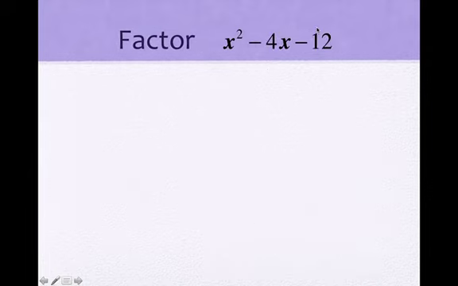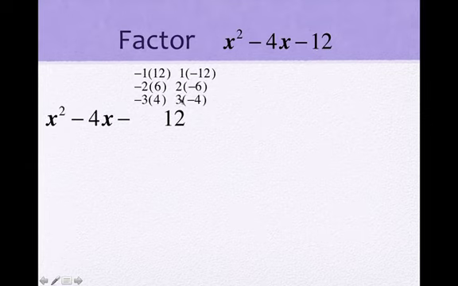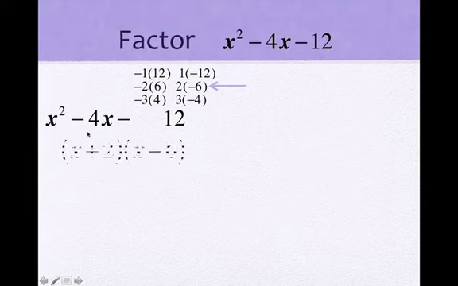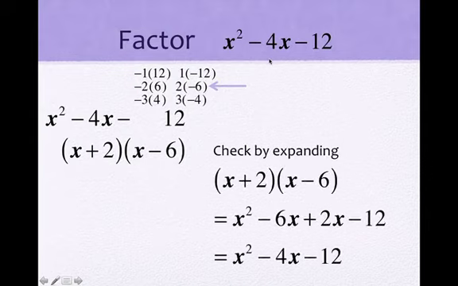One more example. This one's a little bit more complicated because this last number, negative 12, has a ton of factors. So after you've listed them all, you should see that this is the factor that adds to make negative 4 here. So x plus 2, x minus 6, this is the factorized form of our quadratic. We will go ahead and check it again, and yes indeed, that is correct. So we have successfully factored this.